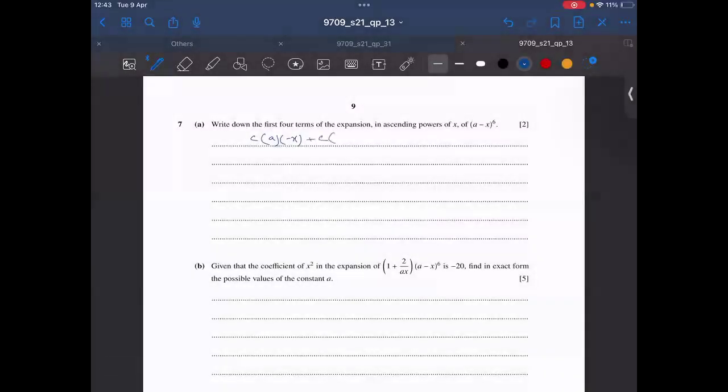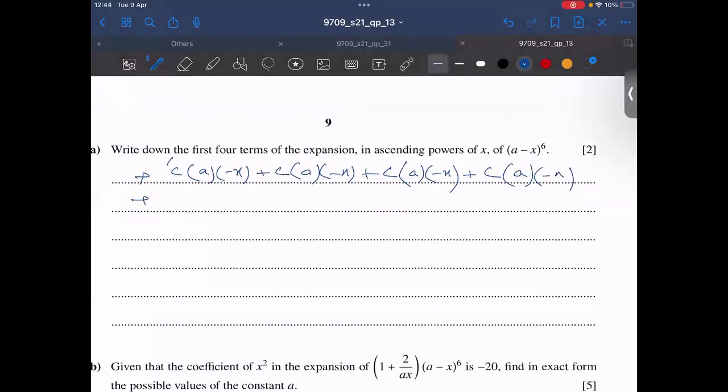Then we have the binomial expansion. Using the coefficients 1, 6, 15, 20, so we have a to the power of 6. We have then minus 6a to the power of 5 x. Then we have 6 5s are 30 over 2, 15a to the power of 4 x square. All right. 6 5s are 30 into 4, 120 over 6 is 20, minus 20a cube x cube. Is it clear or not, Iman?